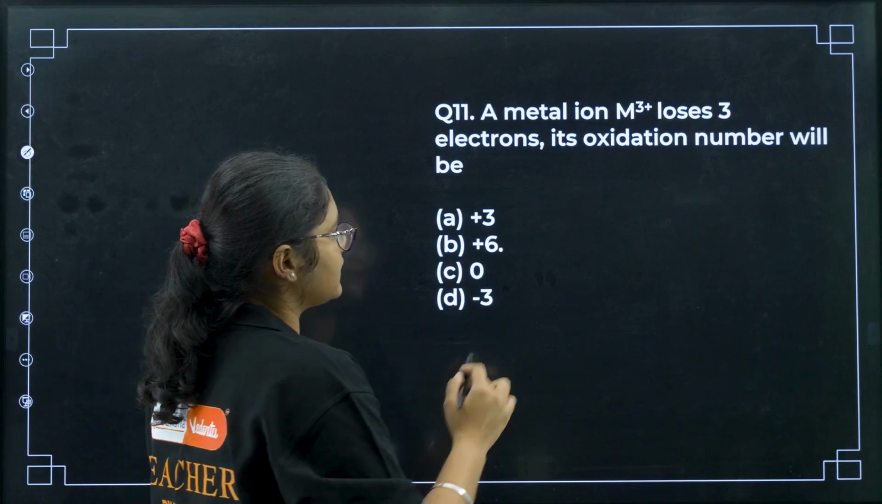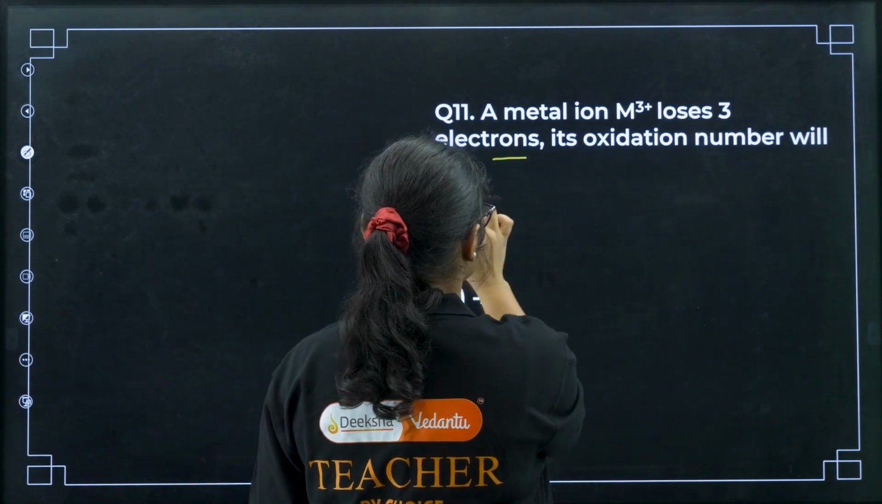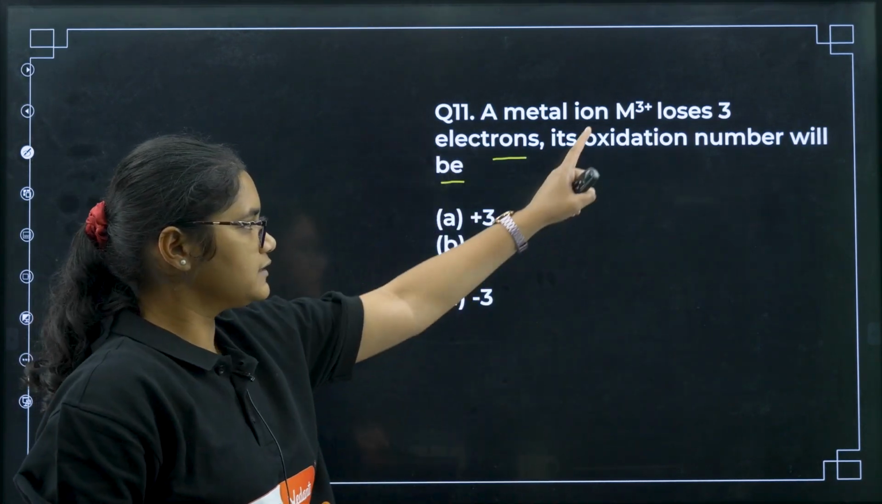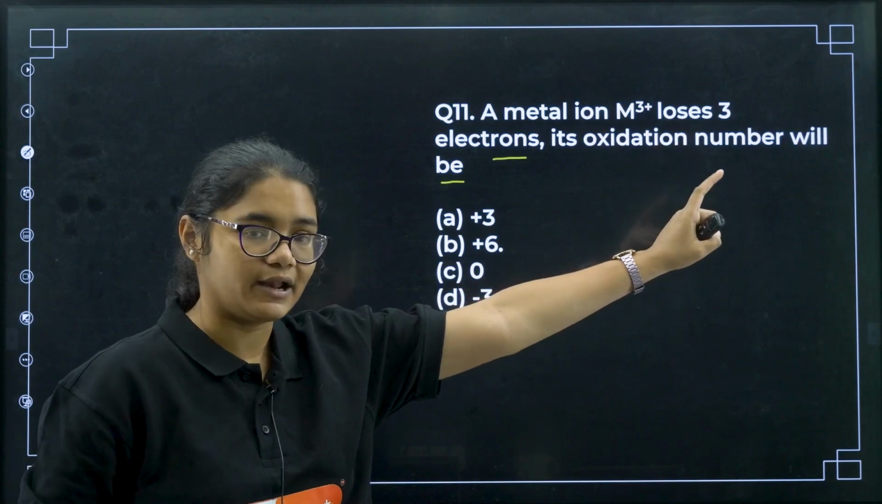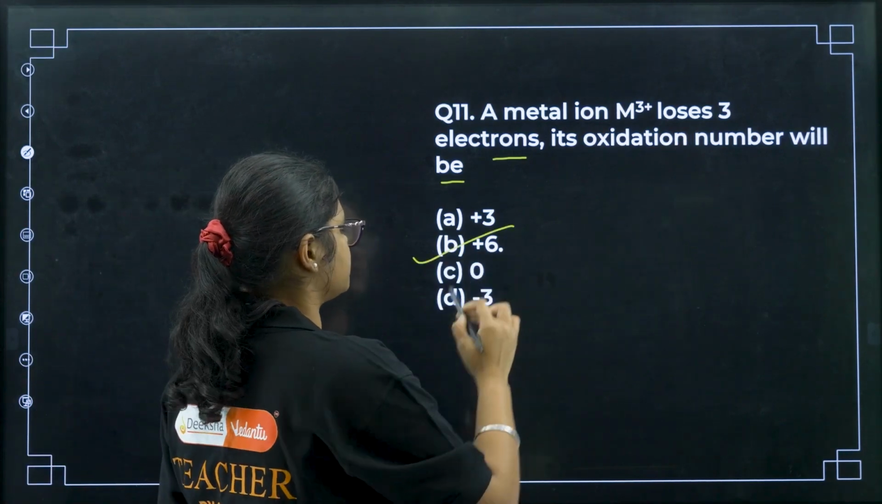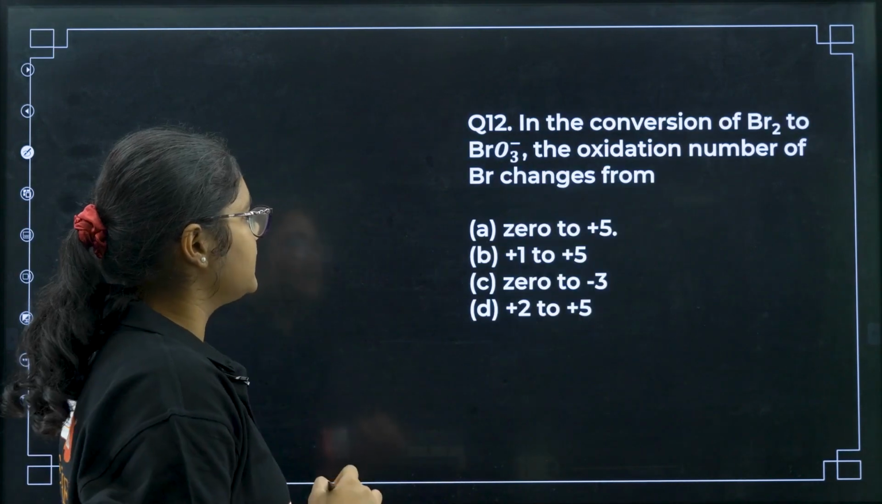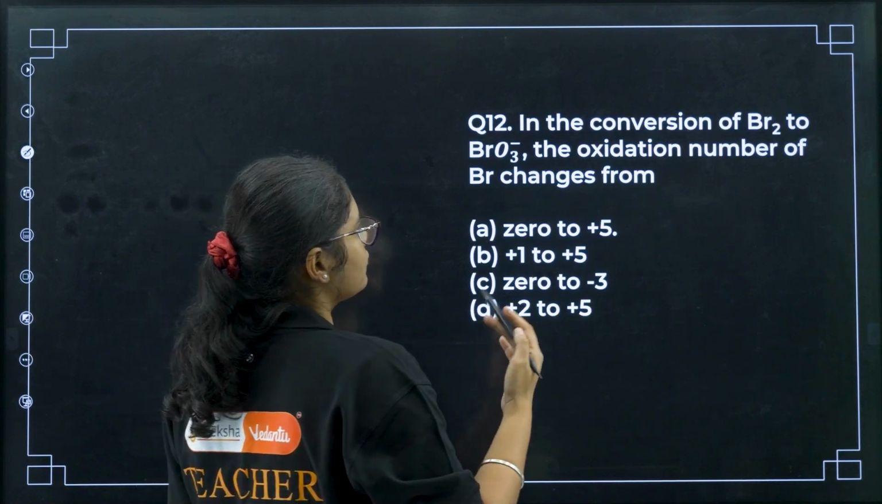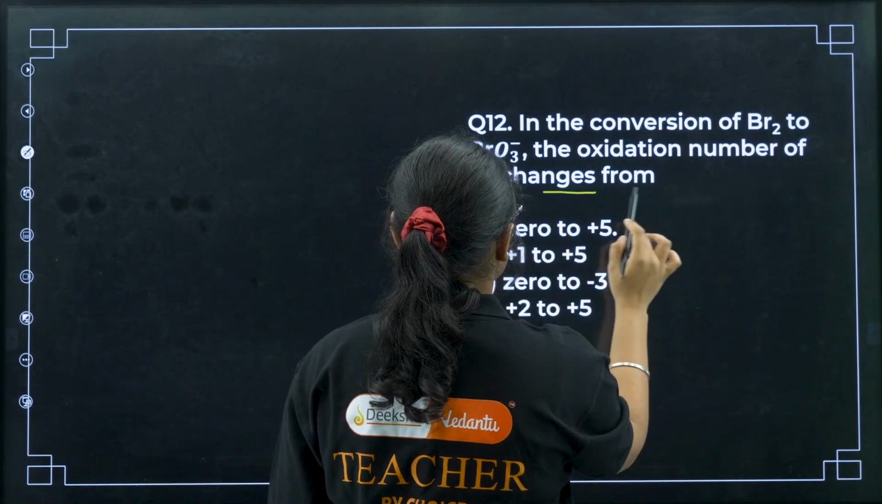Next, a metal M plus 3 loses 3 electrons, its oxidation number will be. See, already it was in plus 3, now it loses 3 more electrons, so it will become plus 6, option number B.